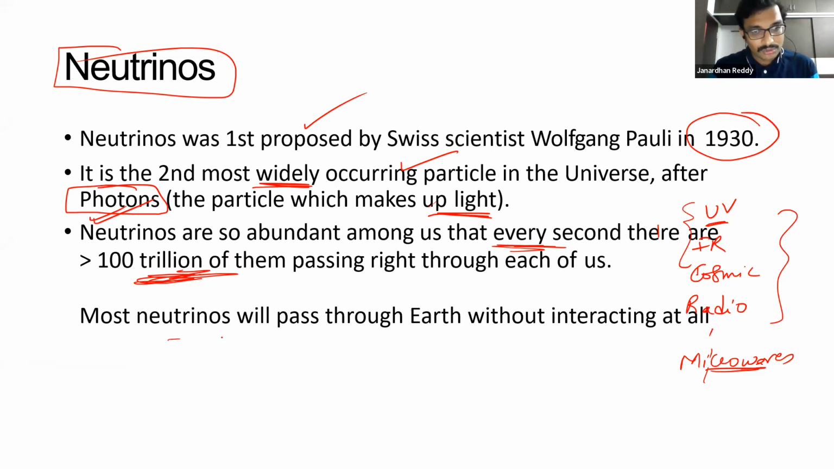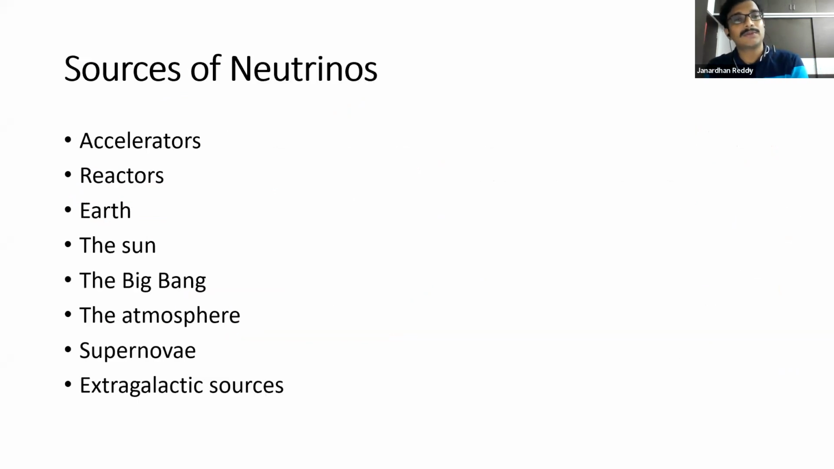So most neutrinos will pass through Earth without interacting at all. Earth is a body in the big universe. There are many planets, many stars. Fine. So in that manner, most neutrinos will pass through us without getting any disturbance. So this is the summary of the aspects with respect to neutrinos.